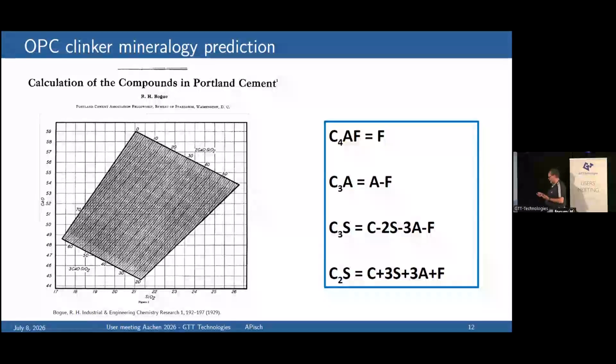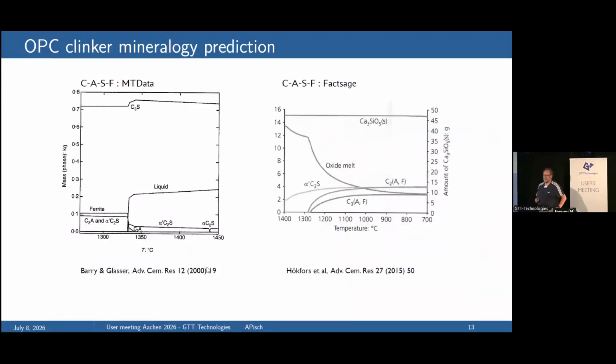And that's somehow already one of the drawbacks. You see here the C4AF. He takes it as stoichiometric, but in real life it's not stoichiometric. It has some solubility of alumina and iron replacement. So that's one of the drawbacks. But overall, it works fine. And for that reason, there are still plants who use these Bogue equations because there is nothing better on the market. But then thermodynamics comes into the game.